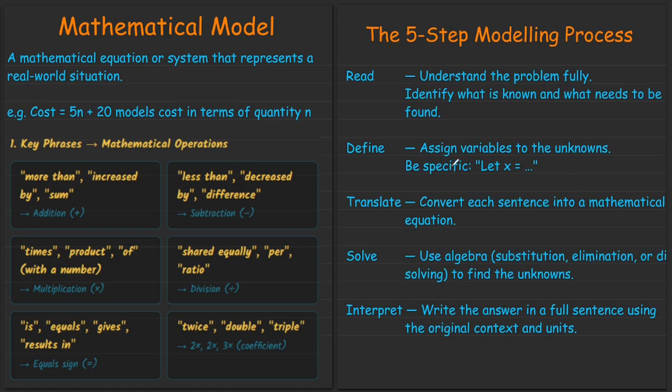Then after assigning your variable to the unknown, you translate. Translation here, we simply mean you convert each sentence into mathematical equations, because it's only through that we can now solve. So we solve and then make interpretations. These are the steps we need to know when modeling. With all these said, let's quickly solve some questions so that we enhance our understanding.